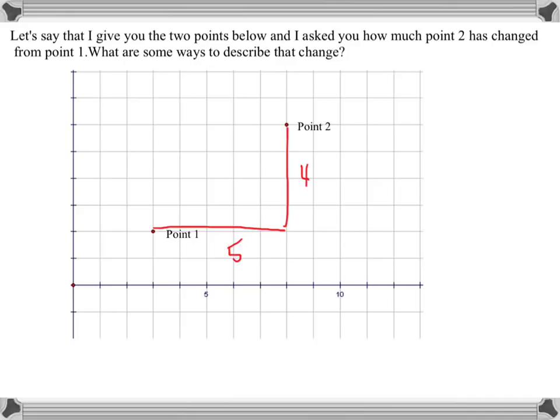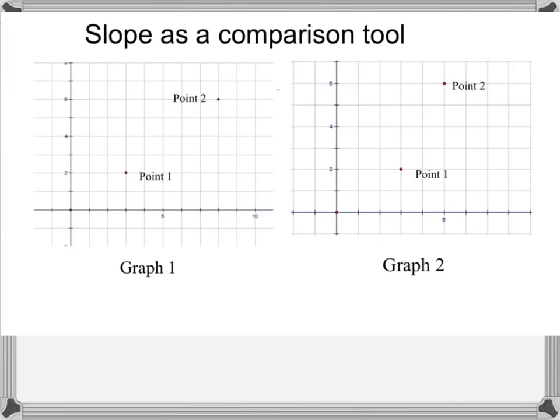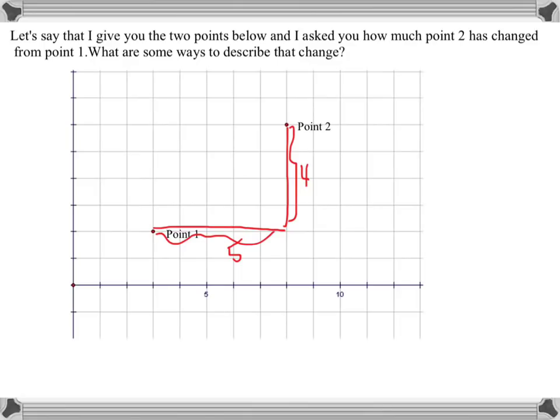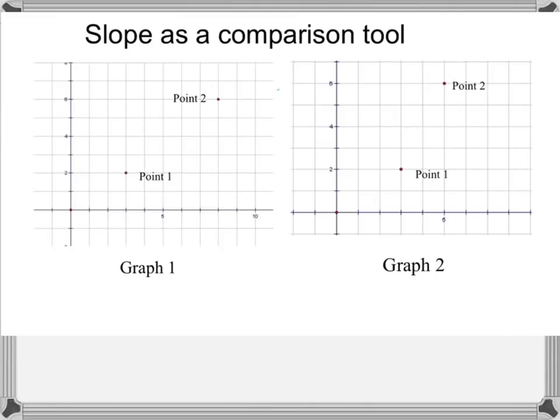Okay, so the horizontal distance between point 2 and point 1 is 5, and the vertical distance is 4. Okay, so what we just did was we actually found some components of what we're going to call slope. Okay, so the slope is a way to sort of determine how fast the line between points is increasing, and we can use it as a comparison tool.